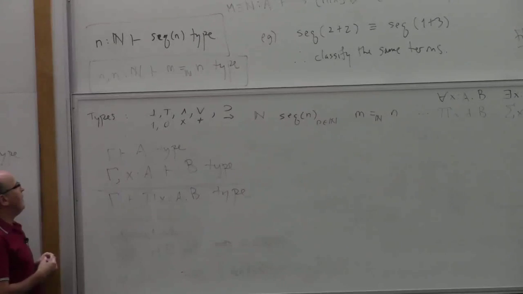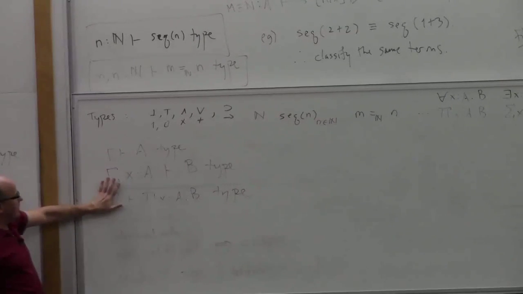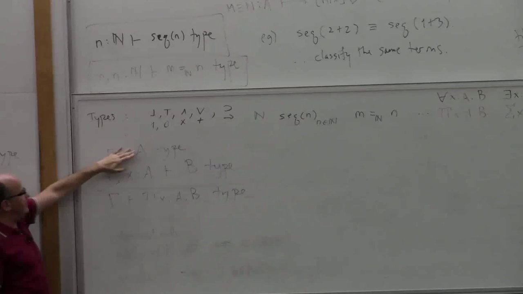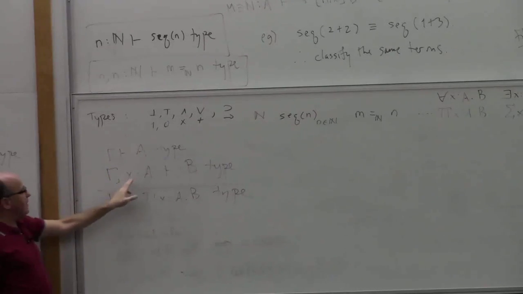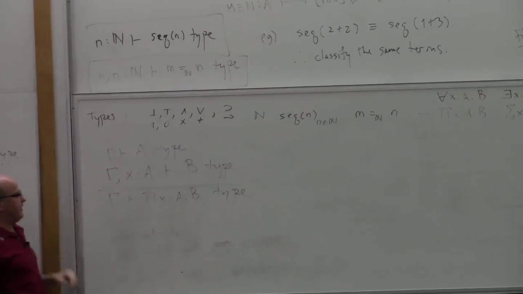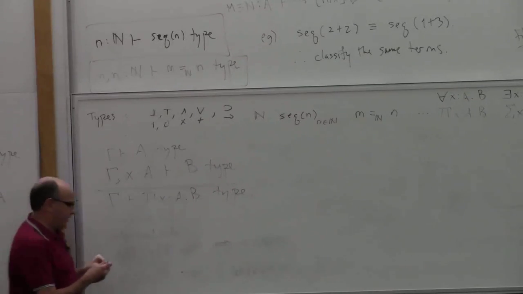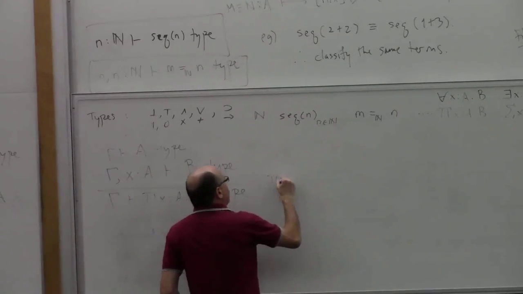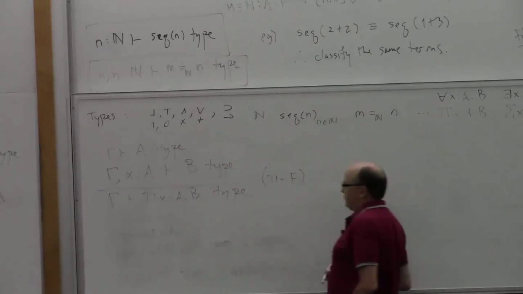Okay. So you fix the gamma and you say, okay, then what I have is, for the fixed gamma, a type and a family of types indexed by the elements of A. And this is called the big Cartesian product. So this is called the pi formation rule. A lot of times it's written like that.